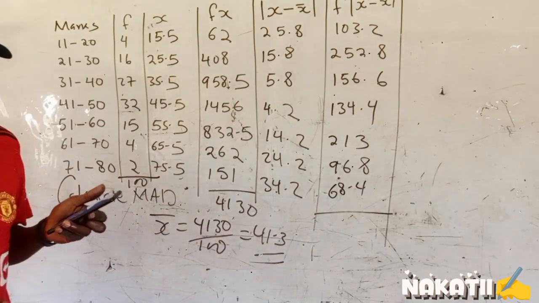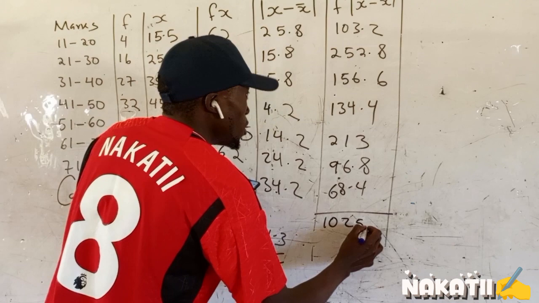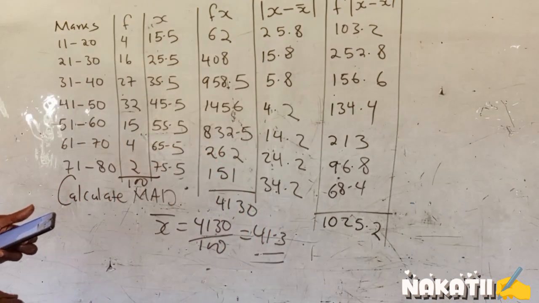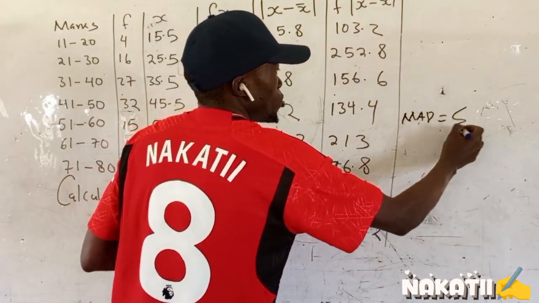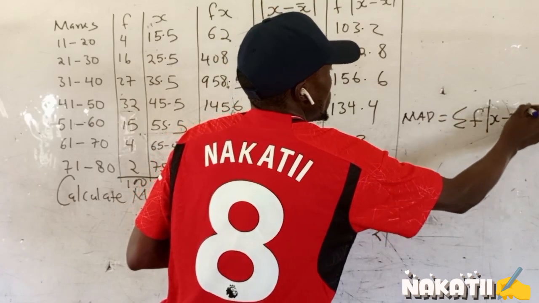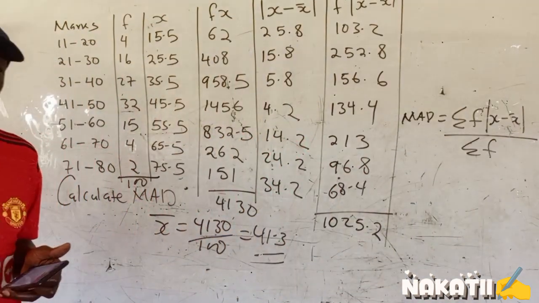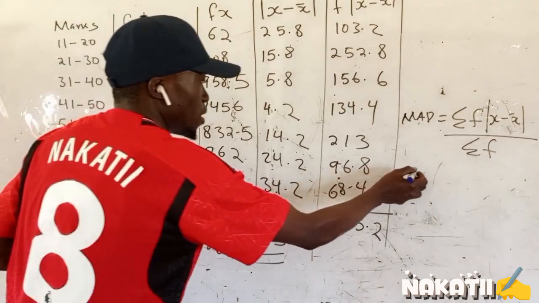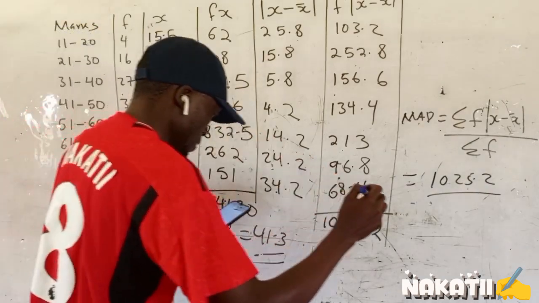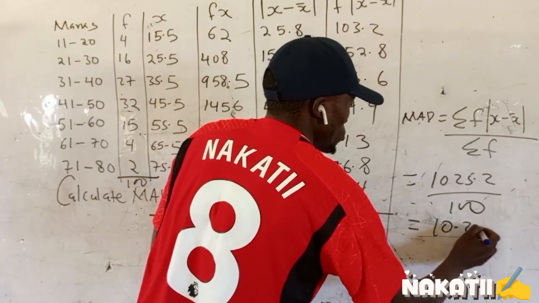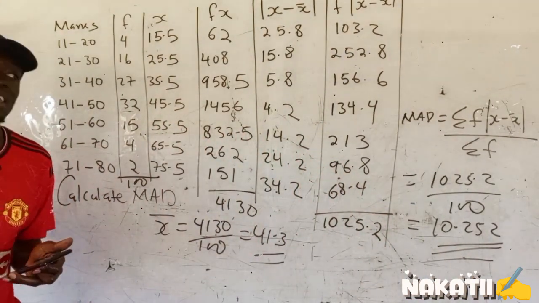Then you sum up that column. When you add all the values in that column, you get 1025.2. So we have everything. We go back to the formula. MAD is simply the summation of f times the absolute value of x minus mean, divided by the summation of f. That is the formula of MAD when you are given grouped data. So we have 1025.2 divided by 100, and our answer is 10.252 as our MAD, the mean absolute deviation. And that is how we do that question.